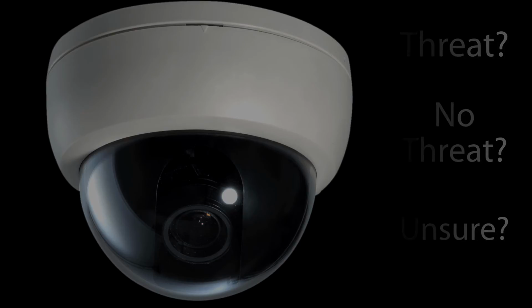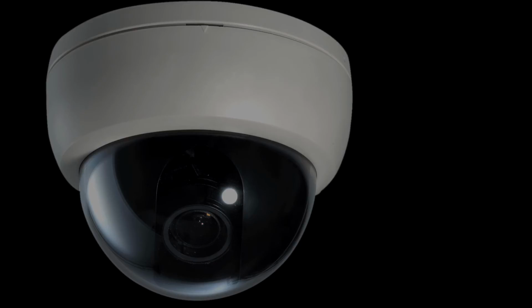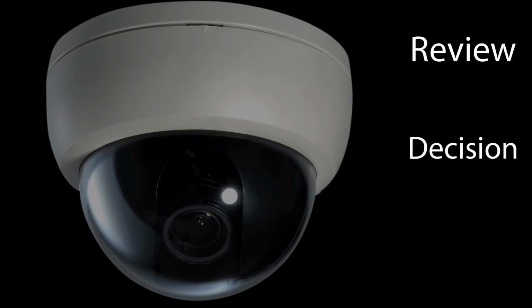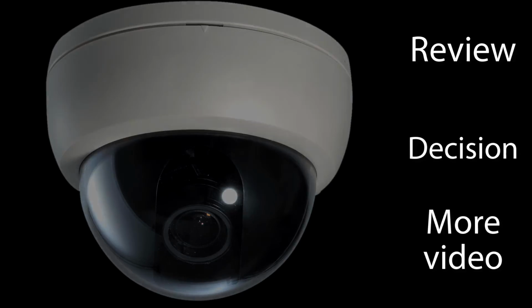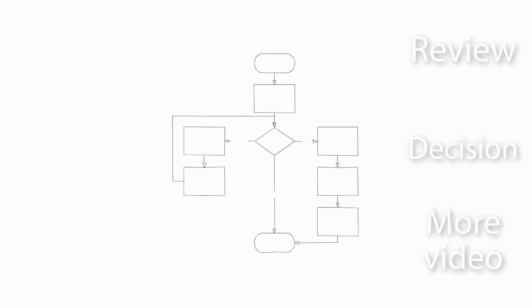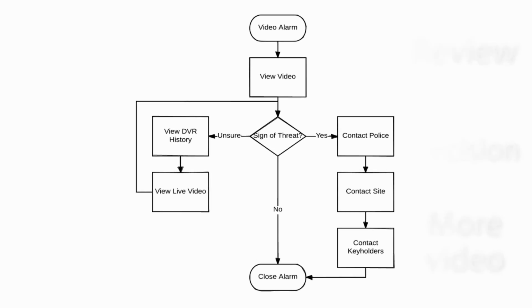Based on the customer issue, what are the key pieces the customer wants? 1. Review the clip video. 2. Make decisions through a prompt. And 3. View additional video as necessary. So what are the elements needed? View video, prompt, and make a decision. If one was to draw a flowchart, what would that flowchart look like?